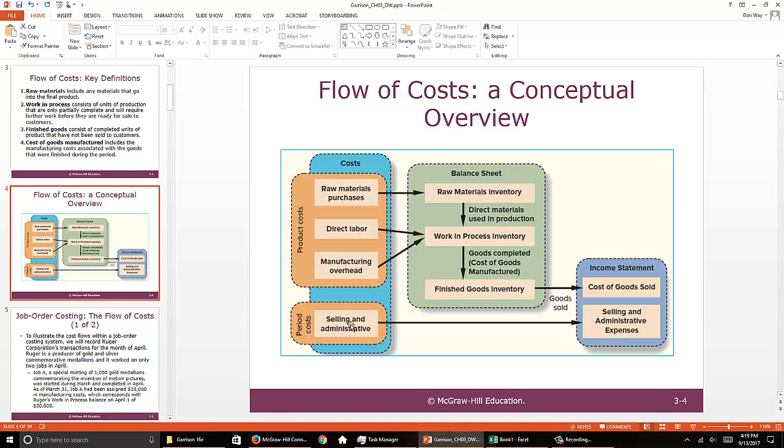Then again, our period costs are selling and admin. Those are being expensed right to the income statement. They're not flowing through the balance sheet. Okay, they're not inventoriable costs if we think about our Chapter 2 definitions.